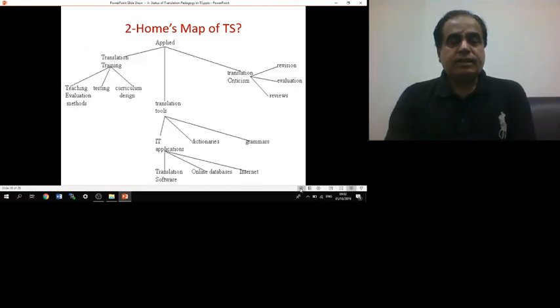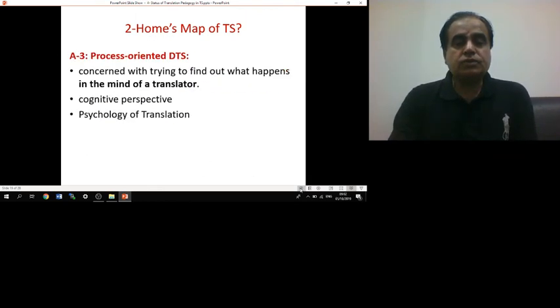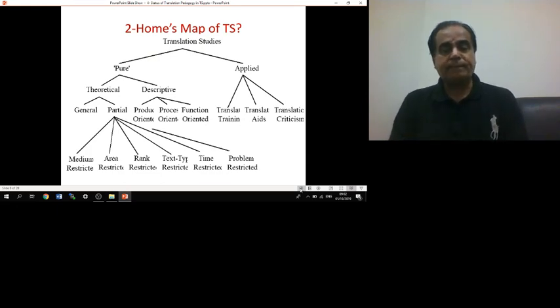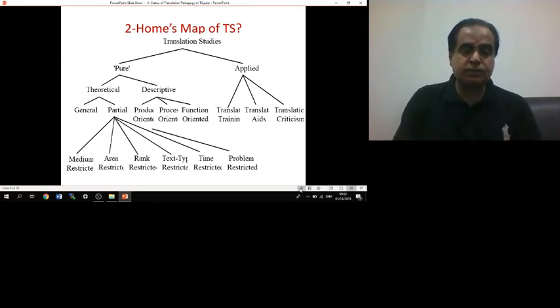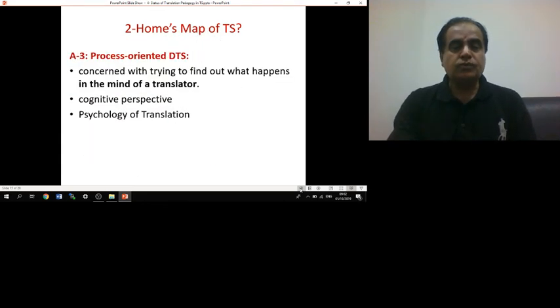Okay, my dear student, I think we have talked enough about this, and I'm sure you understand this part right now. We started from here, the map, the pure side. We have discussed the descriptive with three kinds. We have also discussed the theoretical with basic two, and the partial with six kinds. So I hope now your ideas about these branches of translation studies are clear. So with this we can now move on.